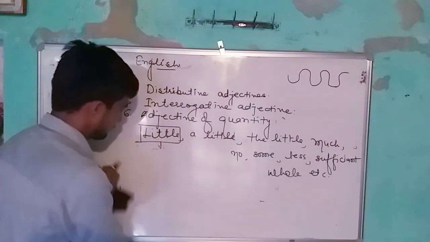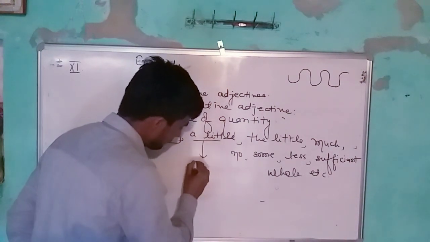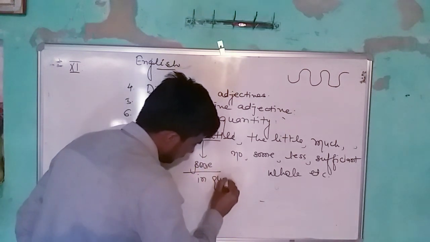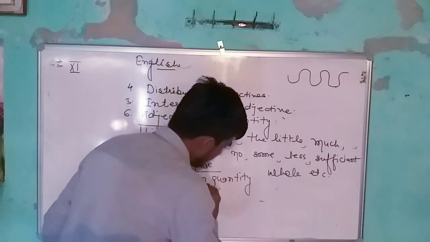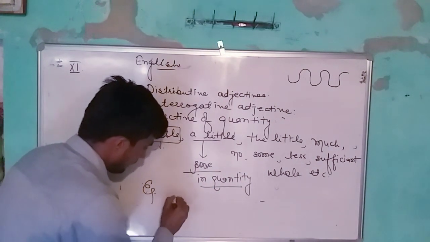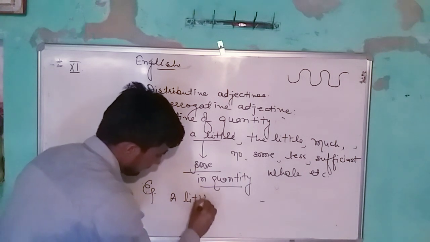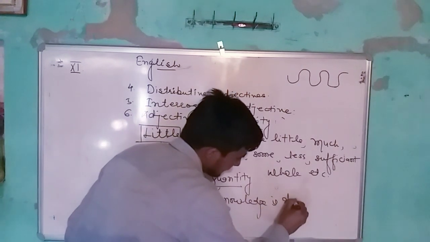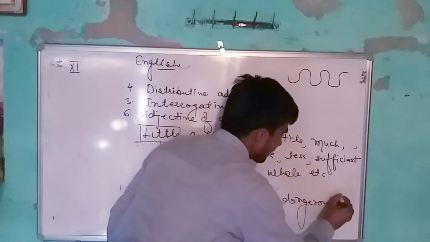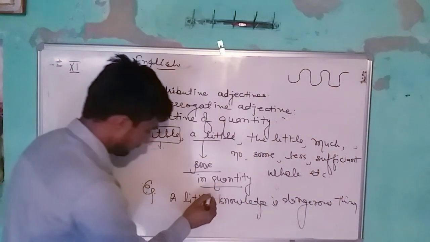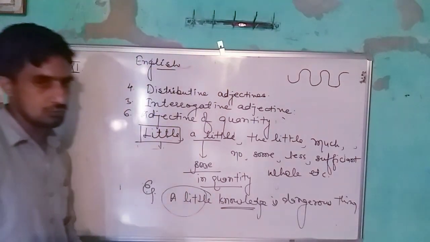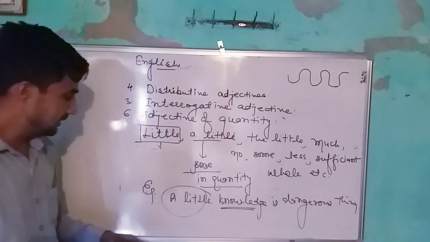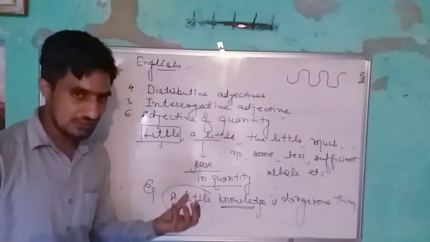Next one is a little. A little means something, some, in quantity. For example, a little knowledge is a dangerous thing. It means some knowledge, and this also denotes something in quantity.